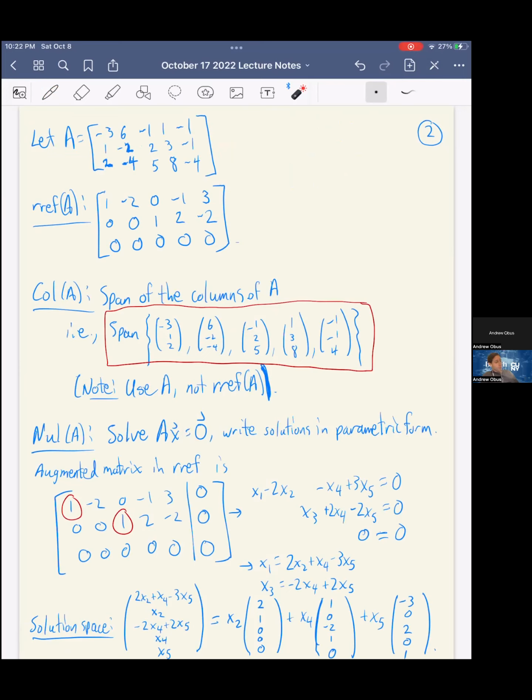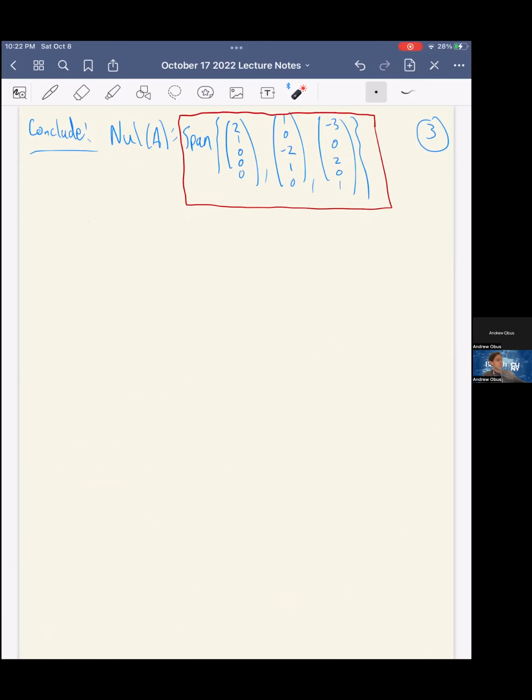And when you write your solution in parametric form, it's always going to be some variable times some vector plus some other variable times some other vector, and so on and so forth. And what you need to take for the null space is just the span of all of these vectors that you get when you write the parametric form. Okay, so this is how we do it. And so in this case, we get that the null space is equal to this span of all of these vectors. Okay. So, and this works for any matrix, right?